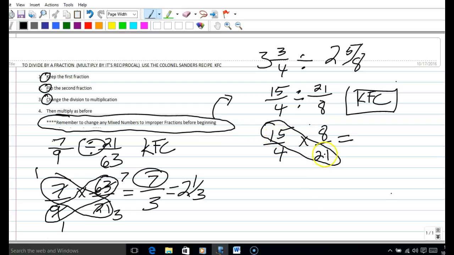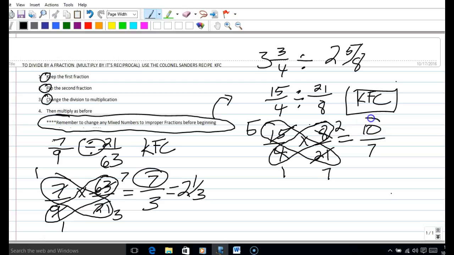So 15 and 21 both contain a common factor of 3, so I'm going to divide each one of these numbers by 3. 15 divided by 3 is 5. 21 divided by 3 is 7. 4 and 8 both contain a common factor of 4, so I'm going to divide each of these by 4. 4 divided by 4 is 1. 8 divided by 4 is 2. So now I'm going to multiply the numerators. Numerator times numerator. 5 times 2 is 10. And denominator times denominator. 1 times 7 is 7.